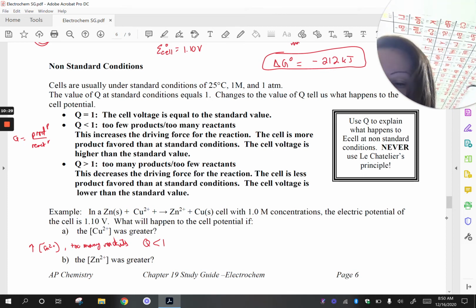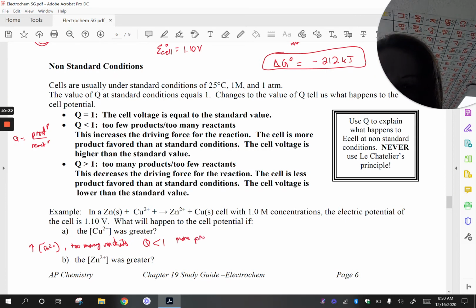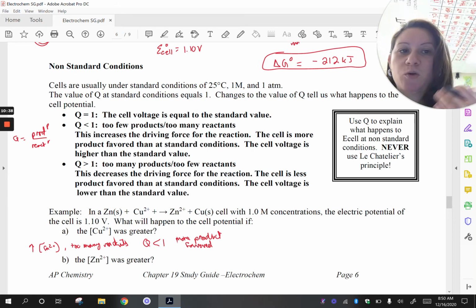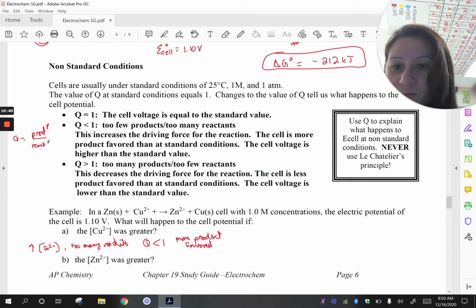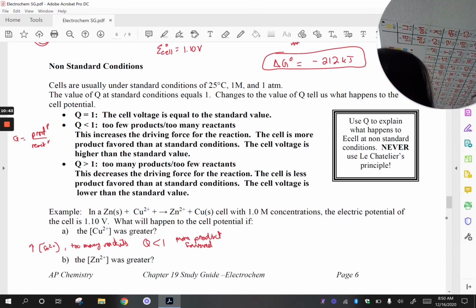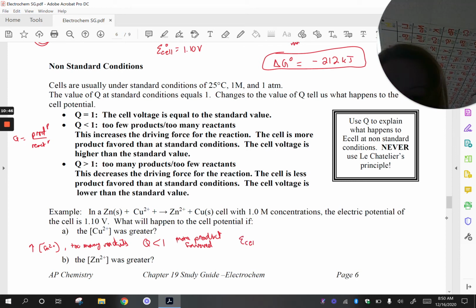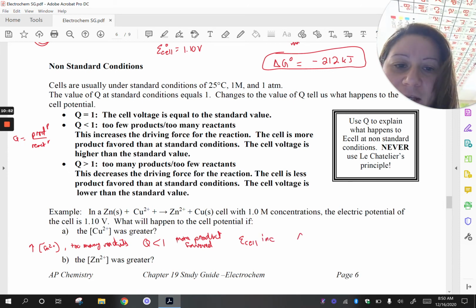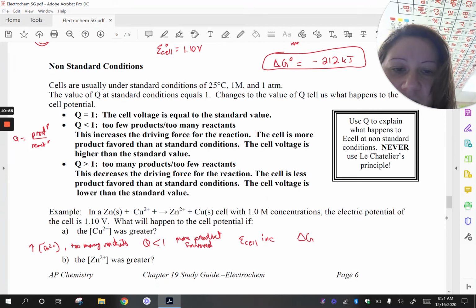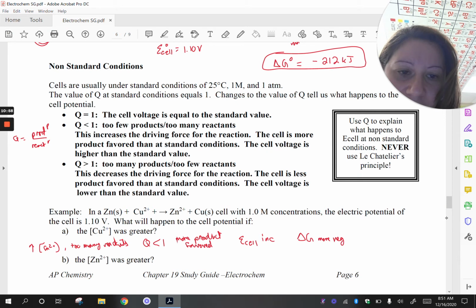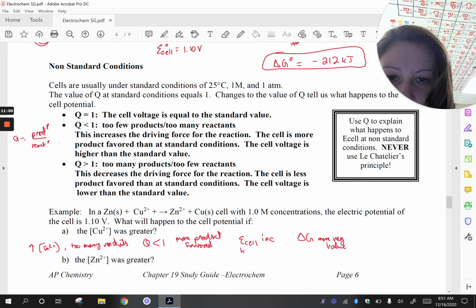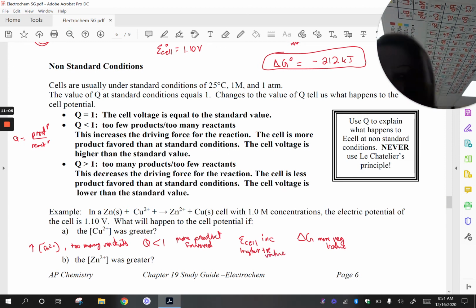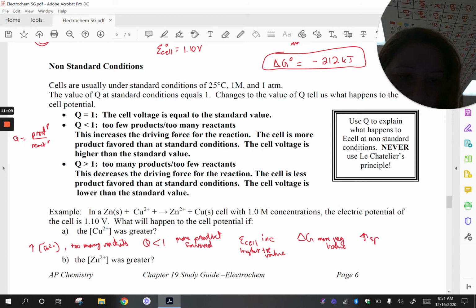And so it's going to be more product favored. The driving force for the reaction is going to increase to make more products. And so my cell potential is going to increase. It's going to be a bigger positive value. My delta G is going to be a more negative value. And my reaction will become more spontaneous.